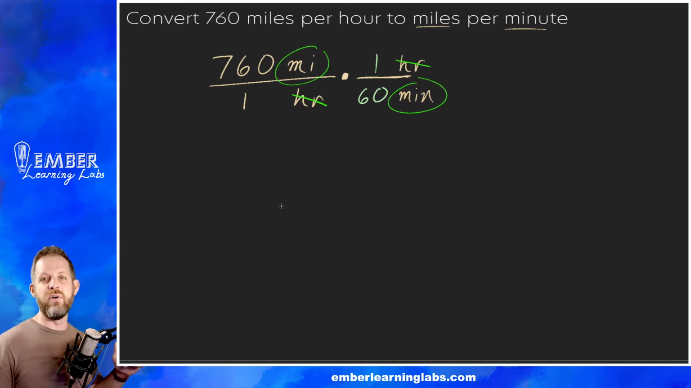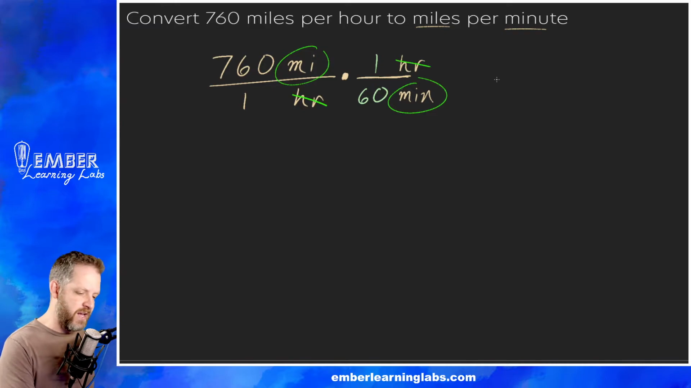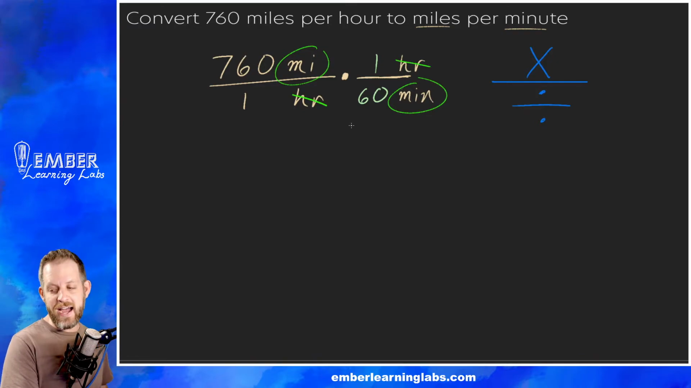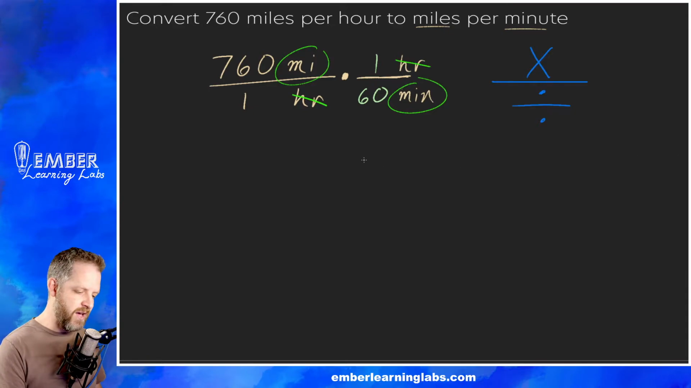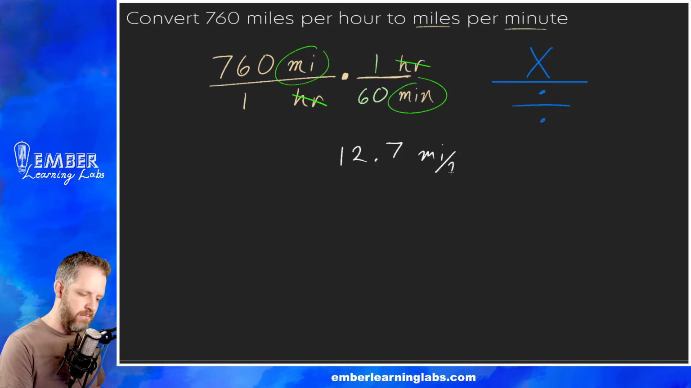Now that we've got our roadmap all laid out, we're going to either multiply or divide. If a number is on the top of the fraction, then we multiply, and if it's on the bottom of the fraction, then we divide. So we're going to do 760 divided by 60. Then we end up with 12.7 miles per minute.